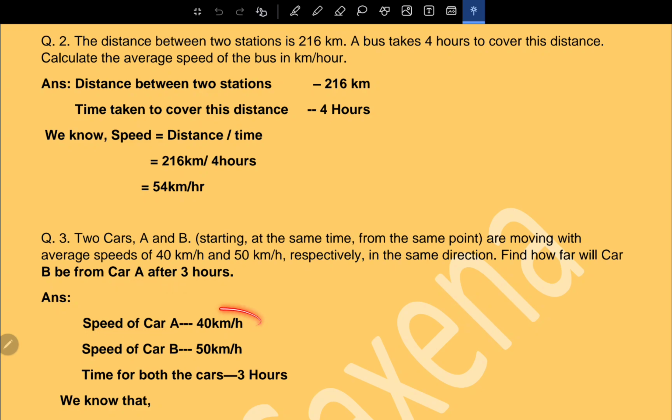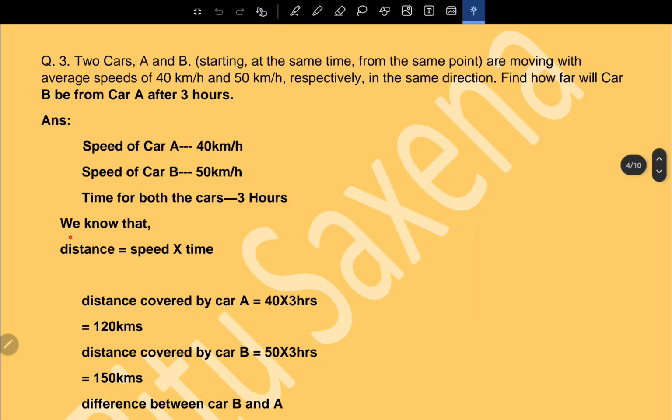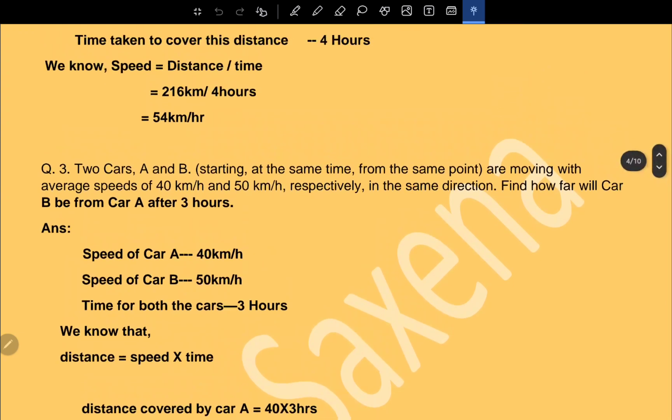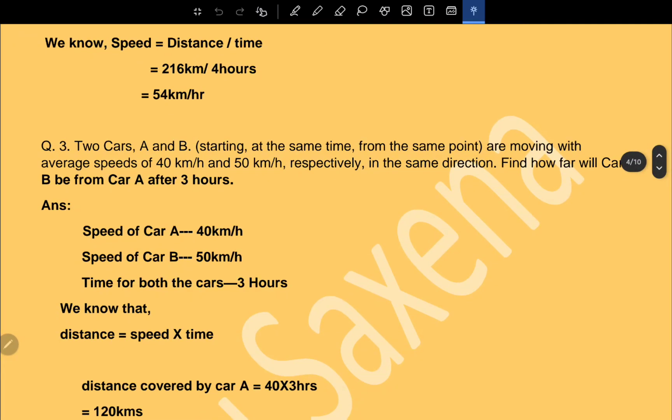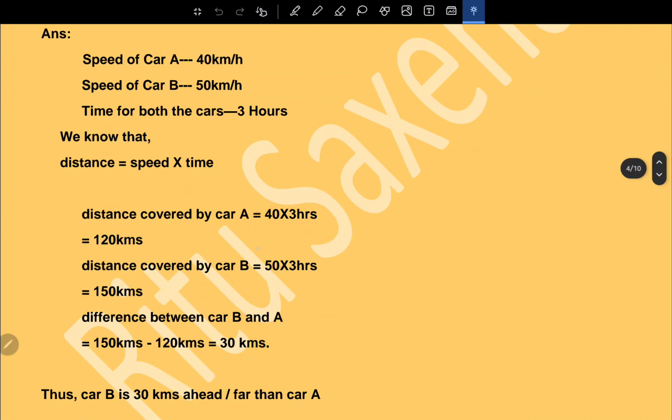So the speed of car A is 40 km per hour, the speed of car B is 50 km per hour. Time for both the cars is 3 hours. We know that distance equals speed times time, and distance covered by car A is 40 into 3 hours. Here it should be 40 km per hour, it should be written right.